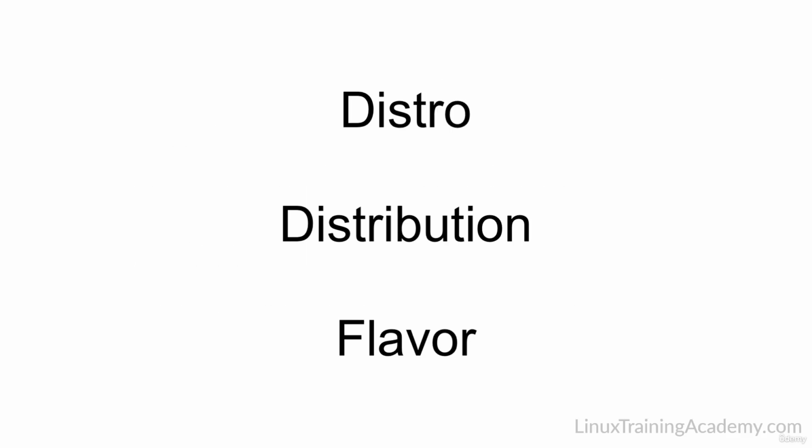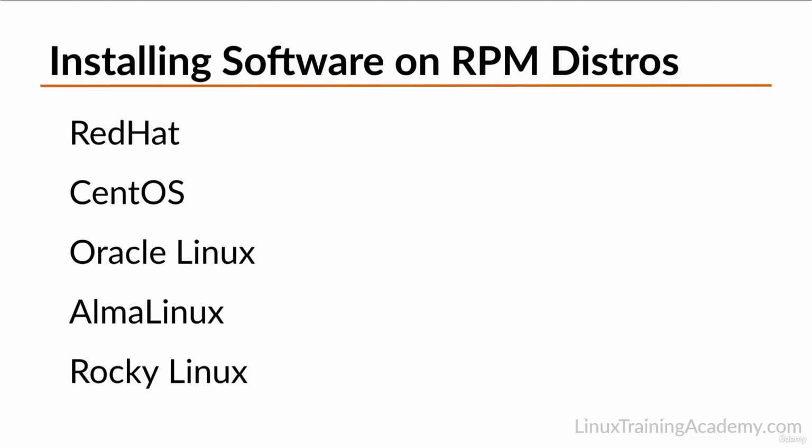By the way, distro is short for distribution. Also, some people call distributions flavors. So just know that a distribution, a distro, and a flavor mean the exact same thing and are often used interchangeably. Now let's take a closer look at installing software on RPM-based distros.